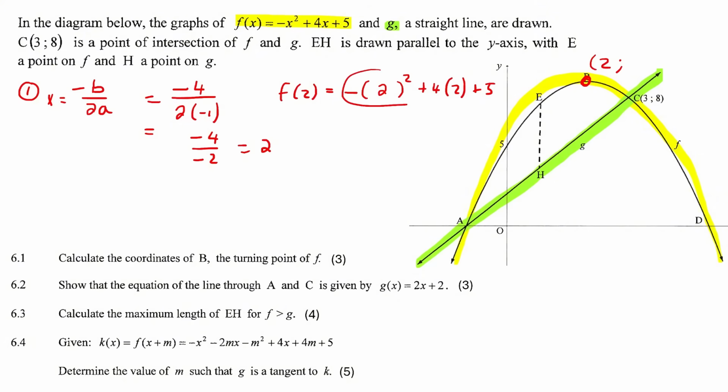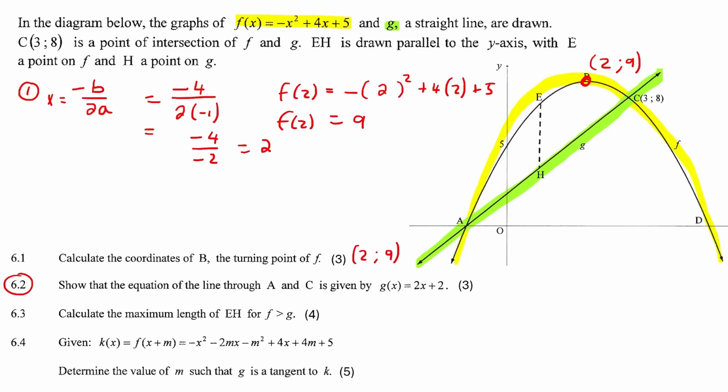Okay, so where are we? We're going to type this in on the calculator. f of 2, and it should eventually end up giving us -4 plus... should give us 9. So the y value here is 9. That makes sense because the y value here is 8, and it is a little bit higher up. And so you get 2 and 9. Okay, so calculate the coordinates of B. We've done that. It gave us 2 and 9.